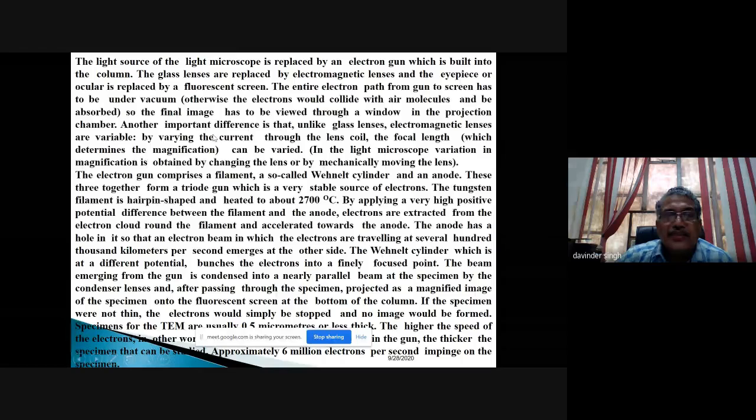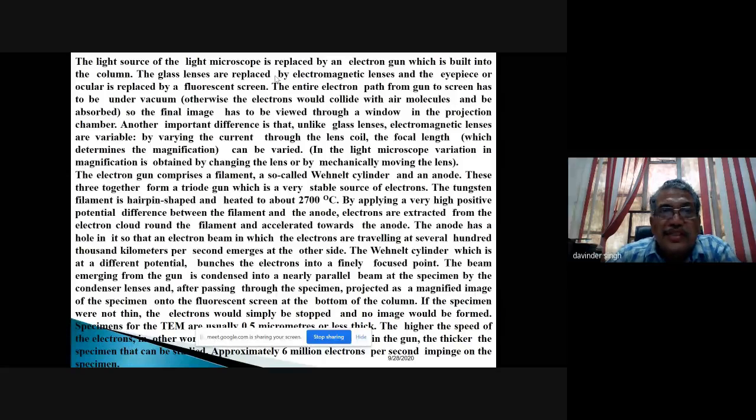Now, in this case, a lot of things may be written here, but I would like to say how the light source is changed to an electron source with the use of an electron gun. The light source is replaced by the electron gun, and these electrons can behave like light in the vacuum. So that's why for SEM or TEM we need a vacuum.